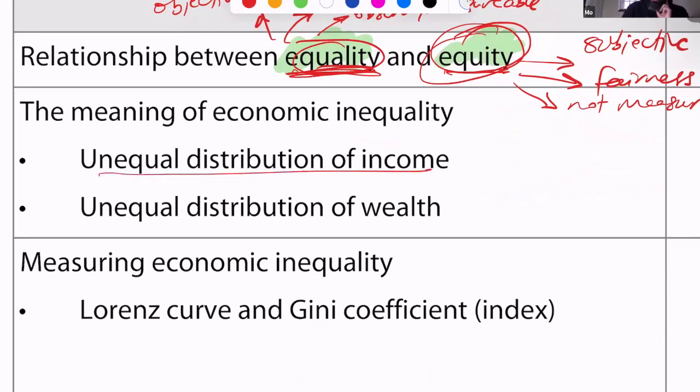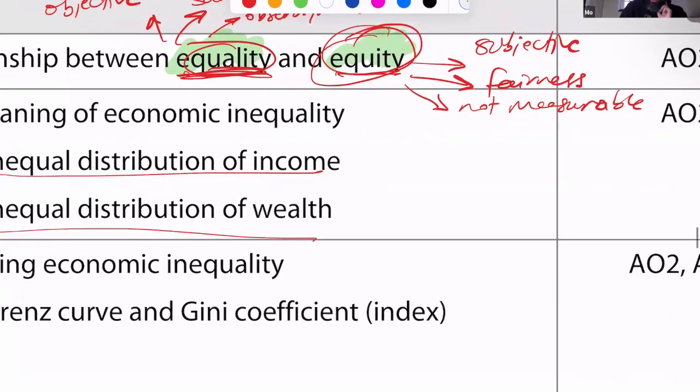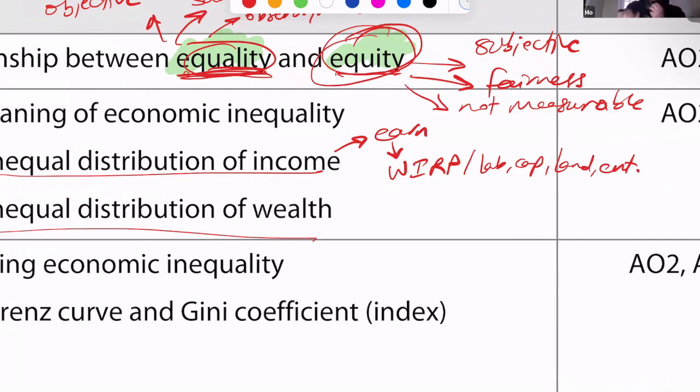There is an unequal distribution of income and an unequal distribution of wealth. Income is what people earn. Okay? People earn wages, interest, rent, and profit. Wages come from labor, interest comes from capital, rent comes from land, profit comes from enterprise. So unequal earning of income is basically an unequal distribution of income.